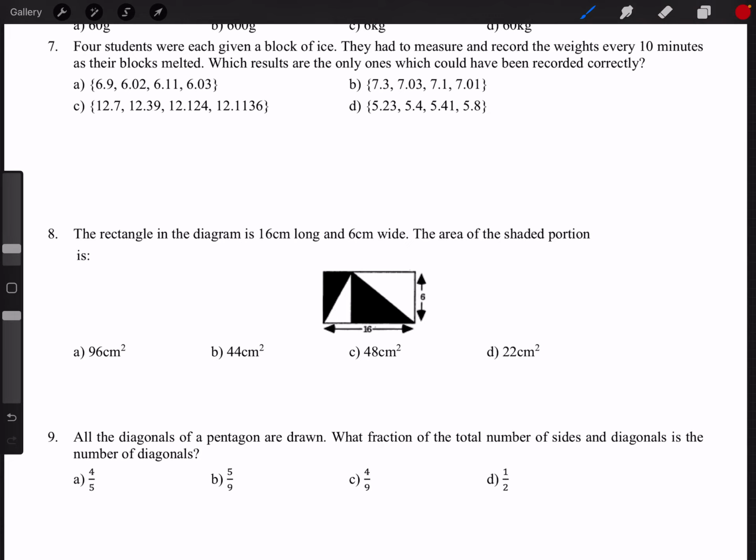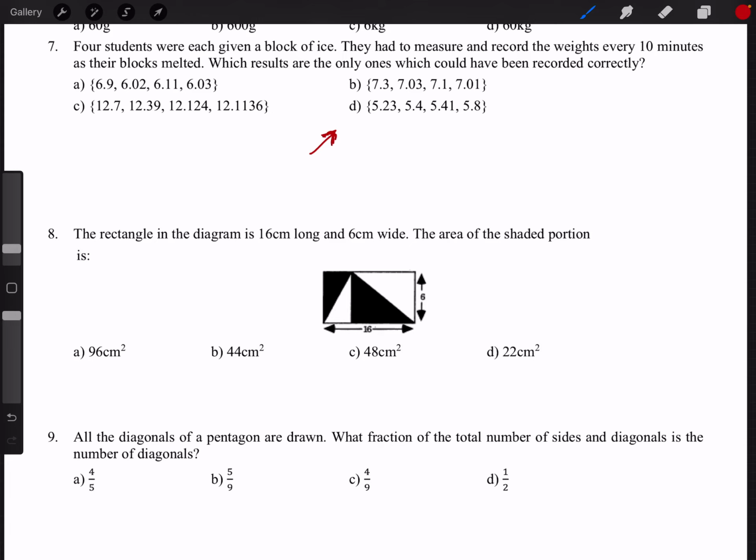4 students each were given a block of ice. They had to measure and record the weight every 10 minutes as their block melted. Which result are the only ones which could have been recorded correctly? Well, let's have a look. If you measure, let's look at, for example, this question, this D. So all we do is check it. Okay, for a block of ice to melt, the weight will get less and less. It will get lighter and lighter as it evaporates and stuff like that.